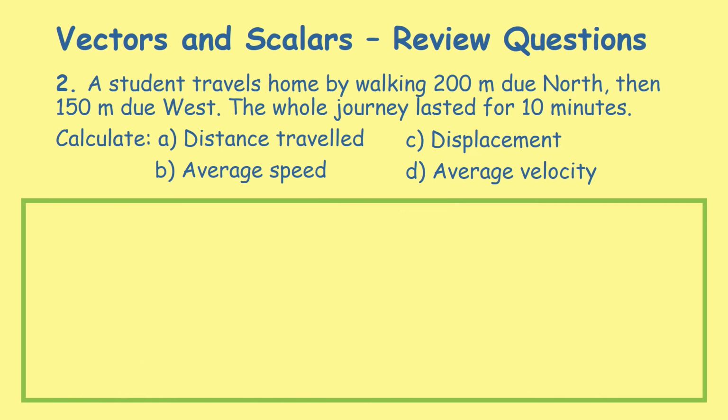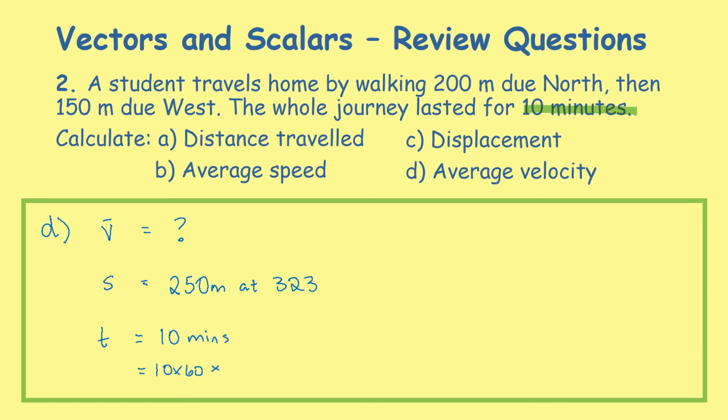Moving on to our final part of the question, we want to work out the average velocity. So we want to use our equation for average velocity, so v bar, s and t. Writing down the values we know and don't know, we want a question mark next to our average velocity. Our displacement, remember we just calculated that in the last question, that was 250 meters at 323. And our time is the same time as we've previously been using, that's 10 minutes. And if you remember, time needs to be in seconds, so we do 10 times 60, which is 600 seconds.